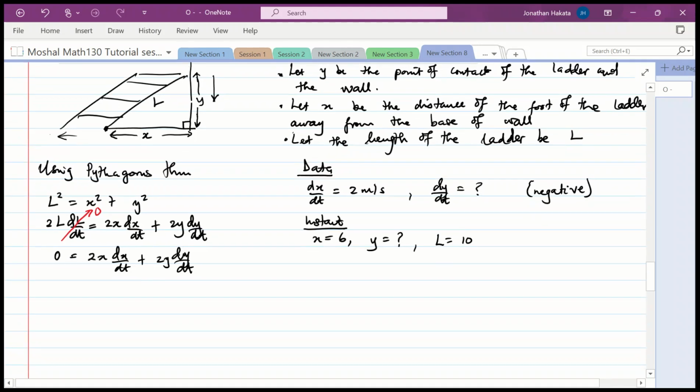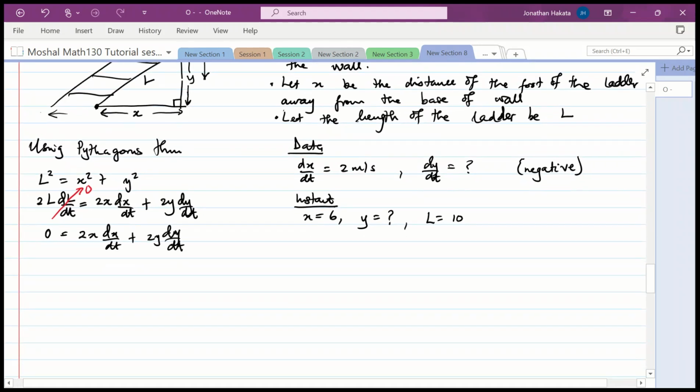Remember, the question wants us to find dy/dt, so we just have to make dy/dt the subject. Therefore, dy/dt is equal to negative x dx/dt all over y. As you can see, before we evaluate these things, we know dx/dt, we know x at the instant in question, but we don't know y.